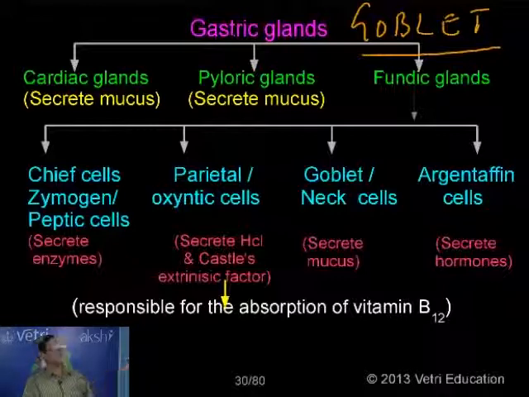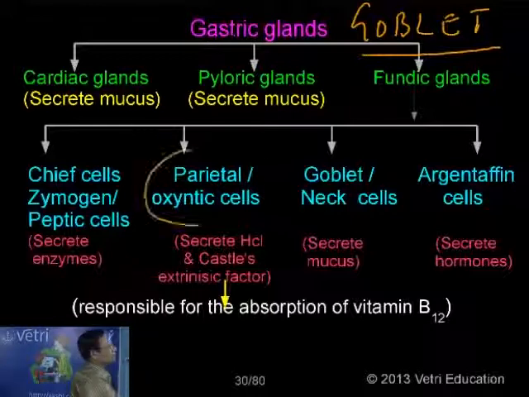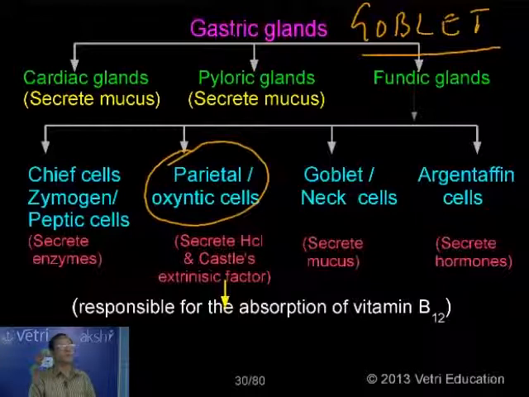The second type, parietal or oxyntic cells, another important question. These cells are concerned with the secretion of two main substances. One, hydrochloric acid. Another one, Castle's extrinsic factor. Sometimes it's also given as Castle's intrinsic factor. And there are two questions here. What is the role of hydrochloric acid? Or name the cells of the stomach which secrete hydrochloric acid.